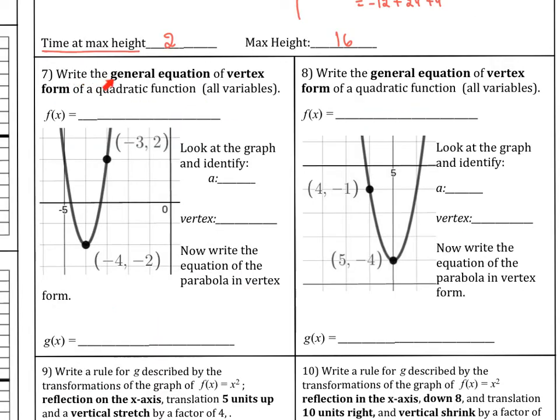Question number 7. Write the general equation of vertex form of a quadratic function. So the vertex form is a times (x minus h) squared plus k, where h is for left and right and k is for up and down. h and k is the vertex, so it's going to be -4 comma -2. a is the vertical stretch or shrink. So from this point to this, you're going to see how many units it went up. Those many units would be your a. So it's going up 1, 2, 3, 4. So a is going to be 4.